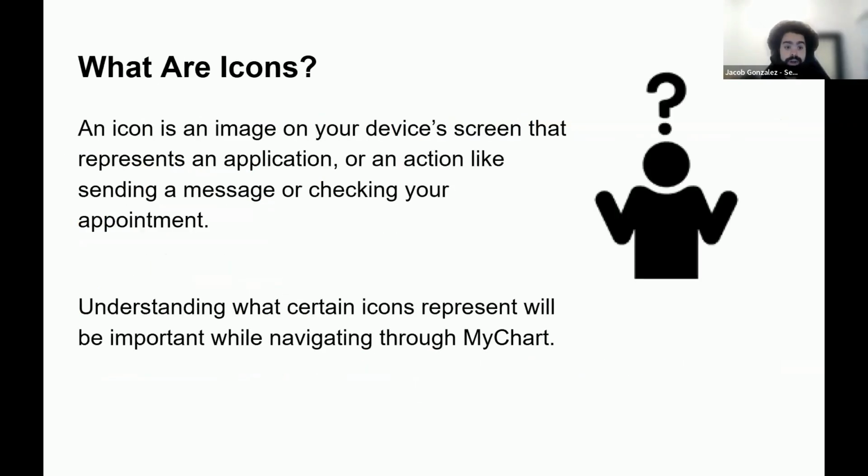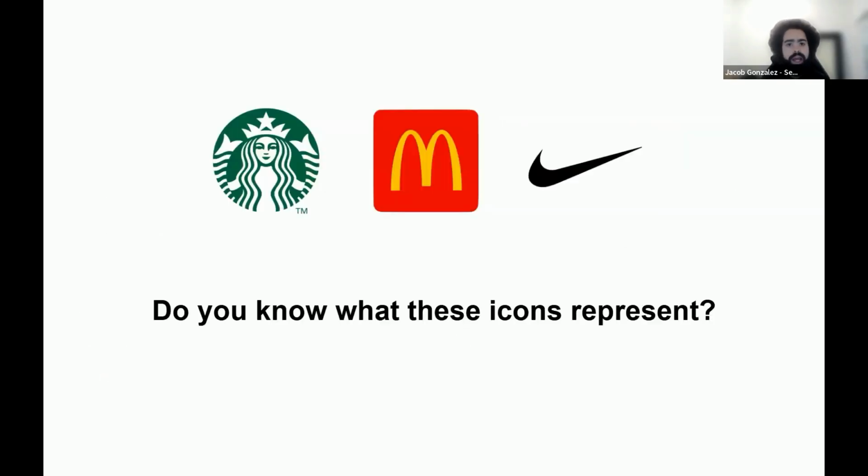What are icons? An icon is an image on your device's screen that represents an application or an action, like sending a message or checking your appointments. So understanding what certain icons represent will be very important while navigating through MyChart. These are going to be icons that we see on devices, whether it's on your phone, your computer, your tablet, whatever it is. It's going to look pretty similar. When I show you an icon and you see it, you're like, oh, that means this. I know what this means, so I know where to go from there, right? So I always say understanding icons is a very important thing to grasp.